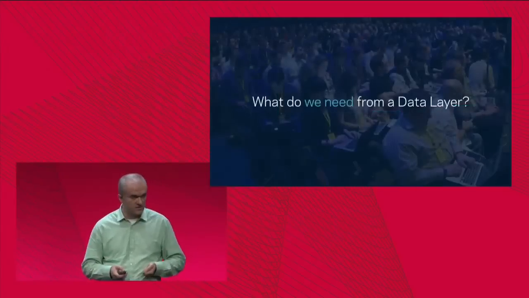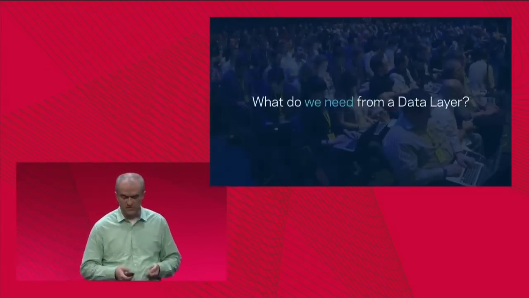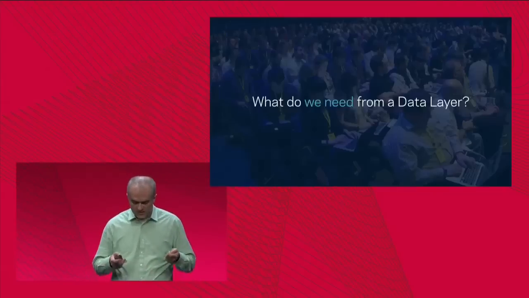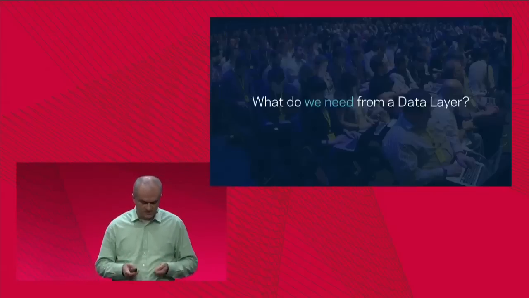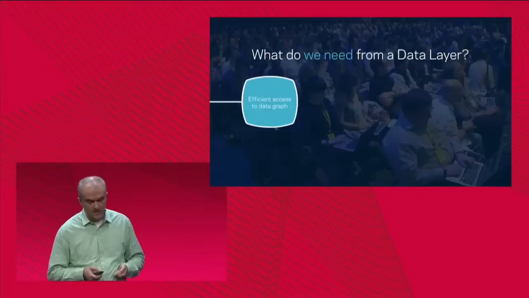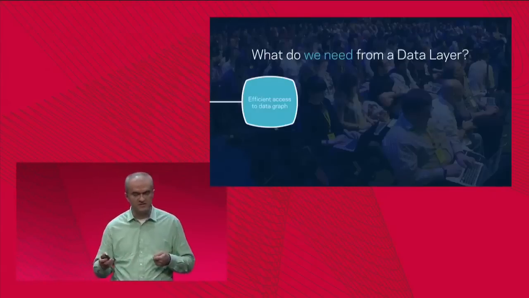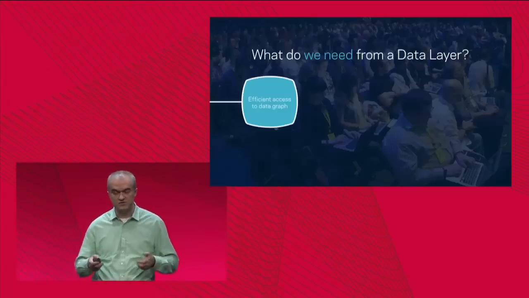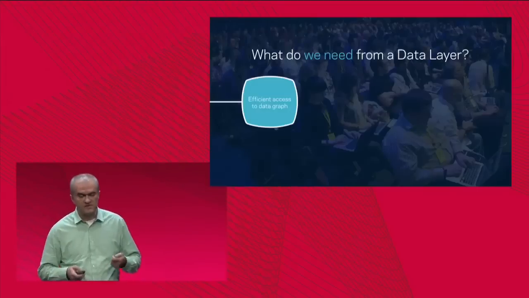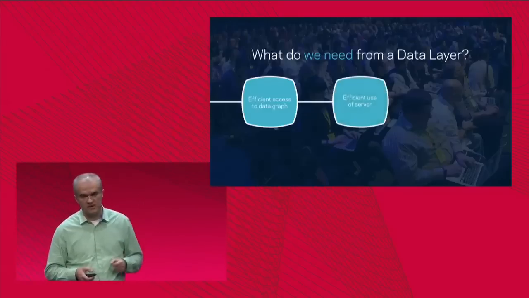I used this term data layer a couple of times already, so let me tell you what we mean by that in Facebook on iOS. By data layer, we mean software that should provide easy and efficient access to the data graph. When I say easy, I think that it should hide infrastructure complexities like networking, threading, storage from product developers. And when I say efficient, I mean 2 things. First, it should run fast. And second, it should use our server efficiently.